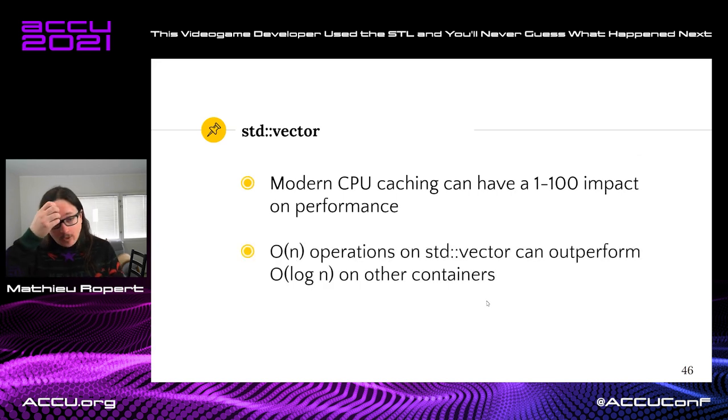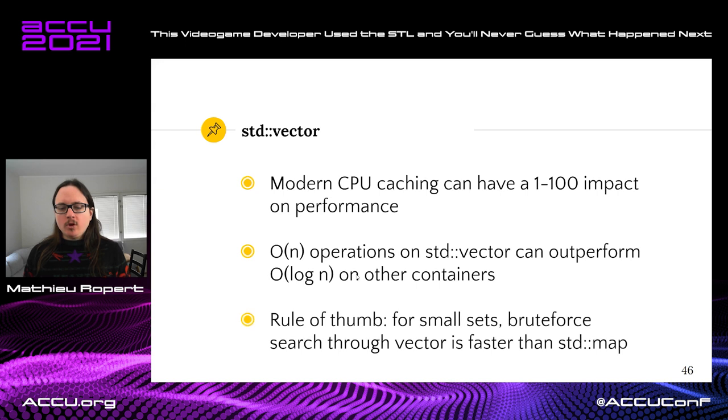So that is also why sometimes you can have an operation that is supposed to be linear time on a vector, but that turns out to be faster than a log n operation on another container. It's because if your log n operation actually needs to jump around in memory, the times 100 factor of reading memory, of missing a cache and needing to go to main memory, you will actually lose it.